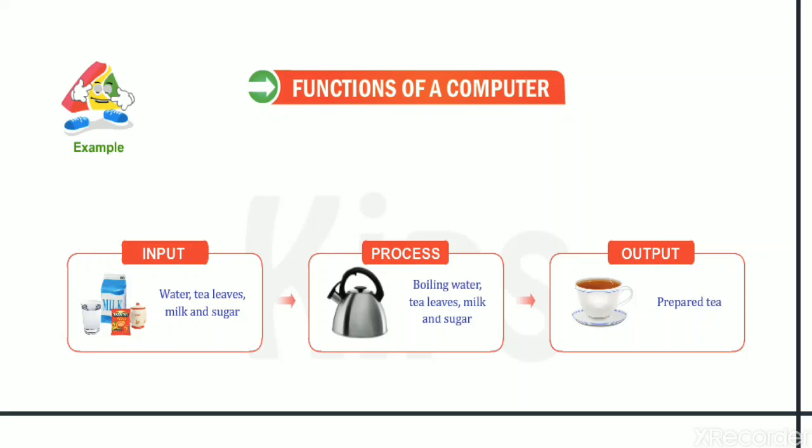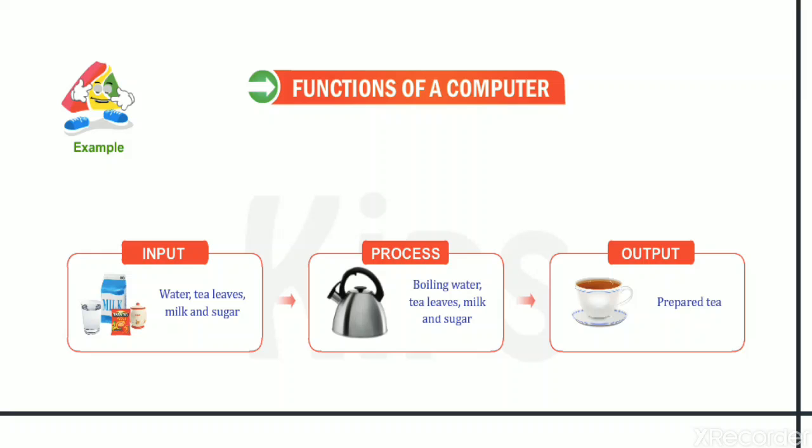Now we are taking some day-to-day life examples. I would like to know what your mother takes when she prepares a cup of tea. Before starting the preparation of a cup of tea, she will take an input. As an input, she collects water, tea leaves, milk and sugar. Now the second step is processing.